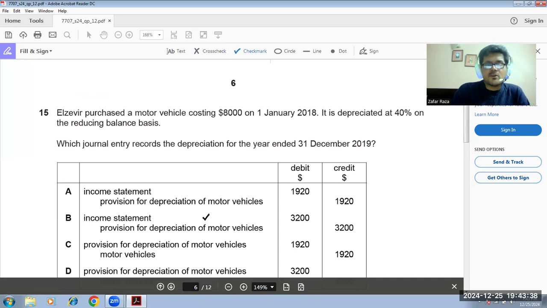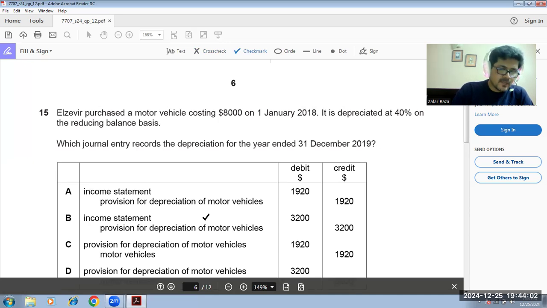Elsevier purchased a motor vehicle costing $8,000 on 1st January 2018. It is depreciated at 40% on the reducing balance method basis. Which journal entry recorded depreciation for the year ended 31st December 2019? So it means we have to record the second year's depreciation, not the first year's depreciation. So first, we have to calculate the second year's depreciation.